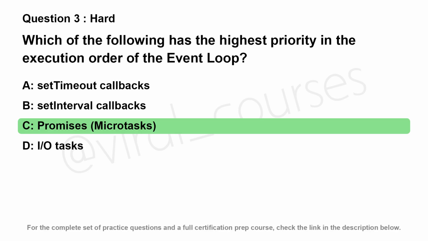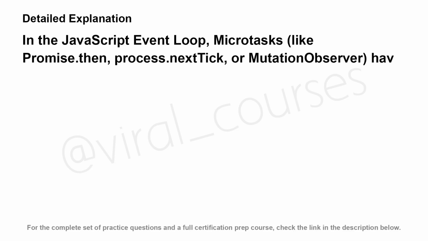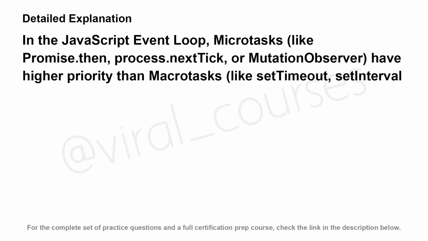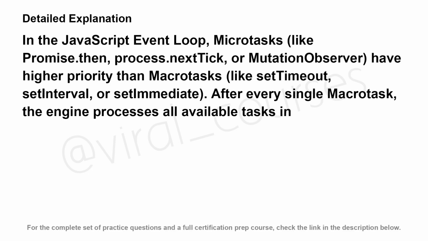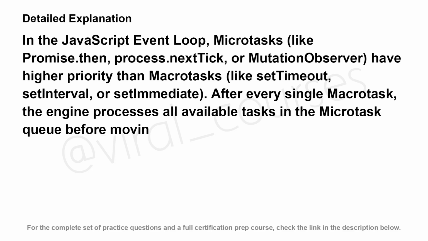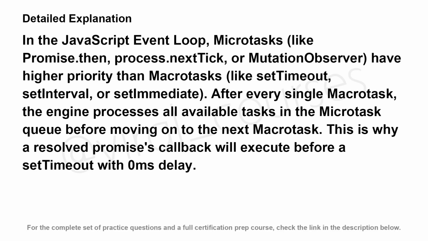The correct answer is C. In the JavaScript event loop, microtasks, like promise.then, process.nextTick, or MutationObserver, have higher priority than macrotasks, like setTimeout, setInterval, or setImmediate. After every single macrotask, the engine processes all available tasks in the microtask queue before moving on to the next macrotask. This is why a resolved promise's callback will execute before a setTimeout with 0 milliseconds delay.